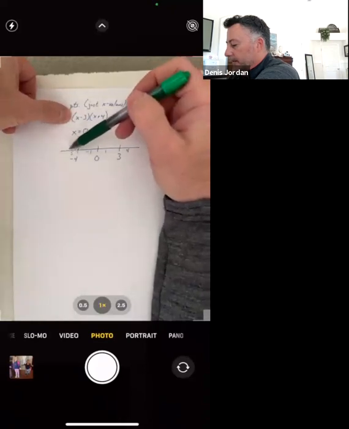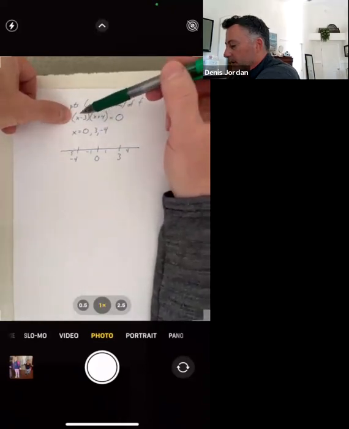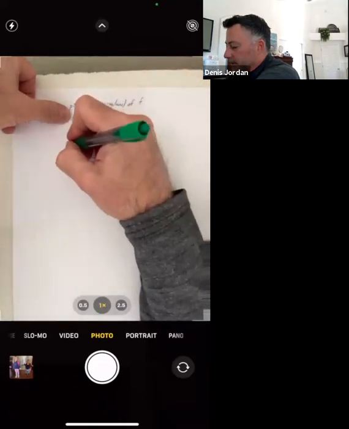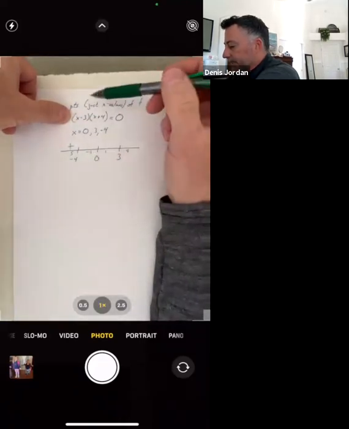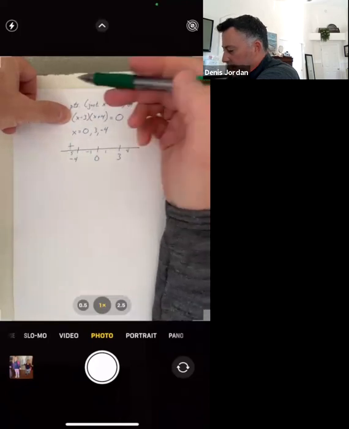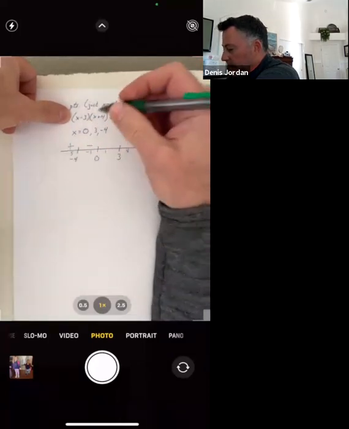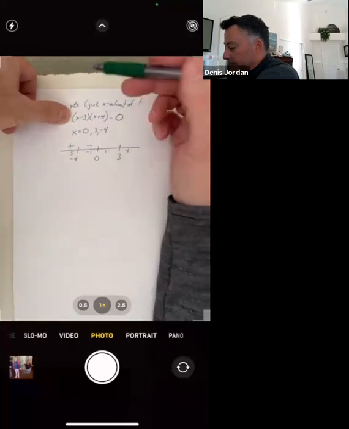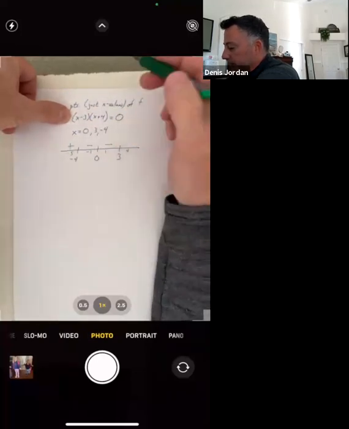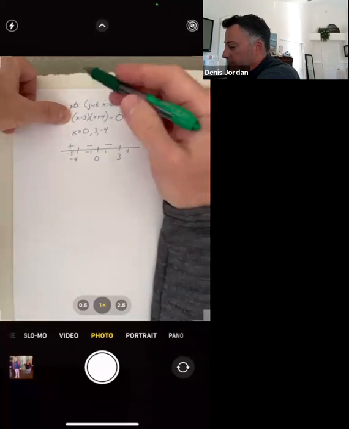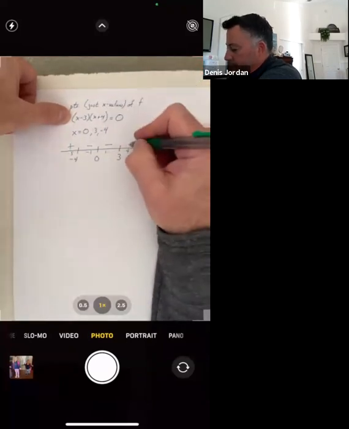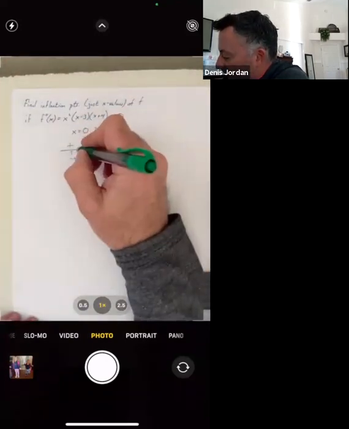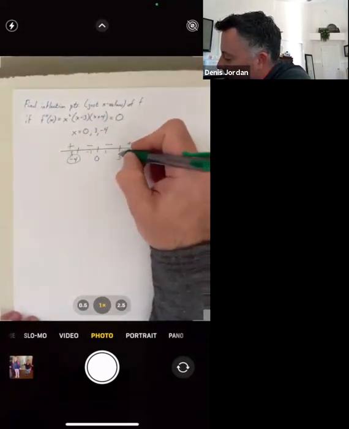So like when x is -5, that's a negative and a negative, which makes it a positive. X is -1, negative and a positive, so that's a negative. When x is 1, that's a negative and a positive, so that's still negative. And when x is 4, positive and positive. And there you go. So now you only have your sign change at -4 and 3.